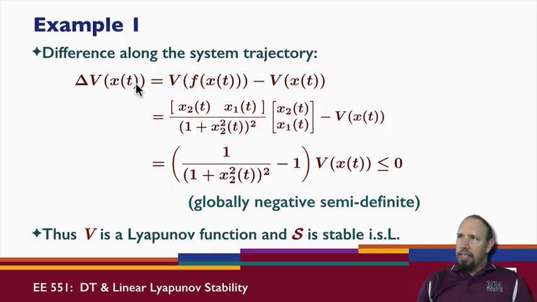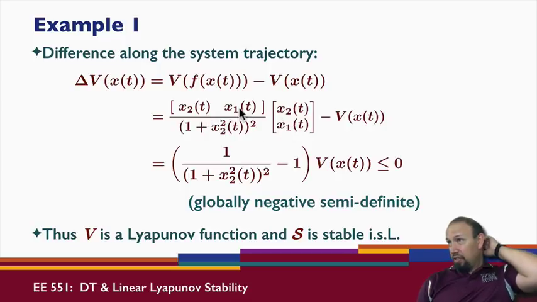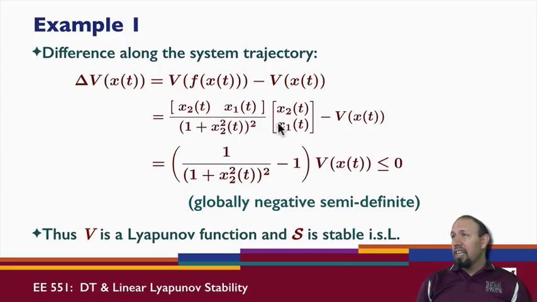Okay, so taking the difference along the system trajectory, delta v of x of t is equal to v of f of x of t minus v of x of t. So this is just the norm, x transpose x. So this is f transpose f. Okay, and so this is what f transpose f looks like. If I multiply this out, this row times this column is actually equal to v of x of t. That's just the norm of x of t. So it's just written in opposite order, and then divided by this quantity. So out of all of this, I can factor out v of x of t, and I get this.